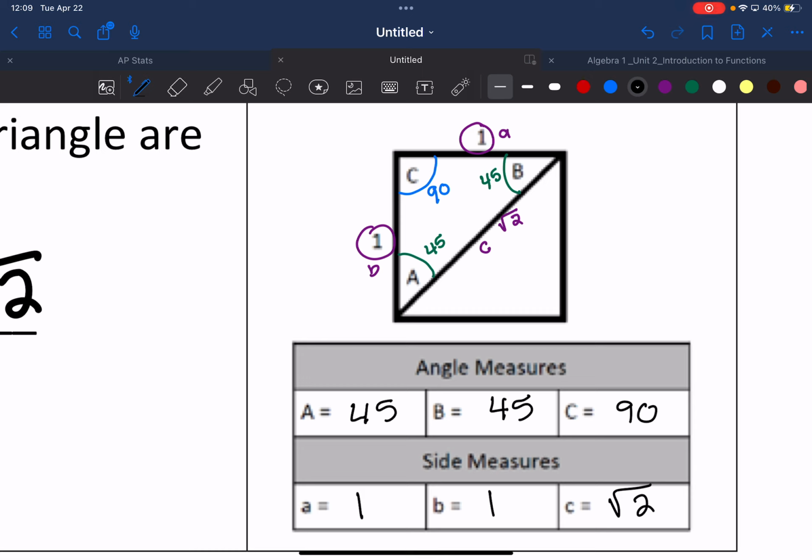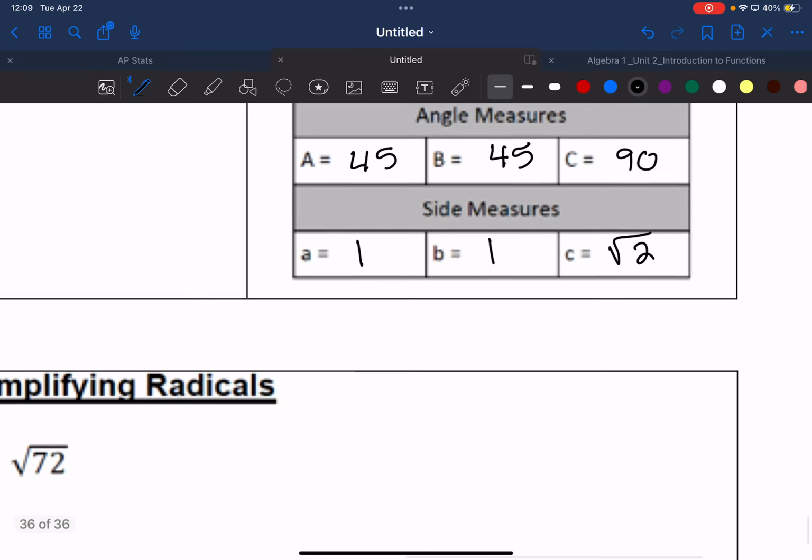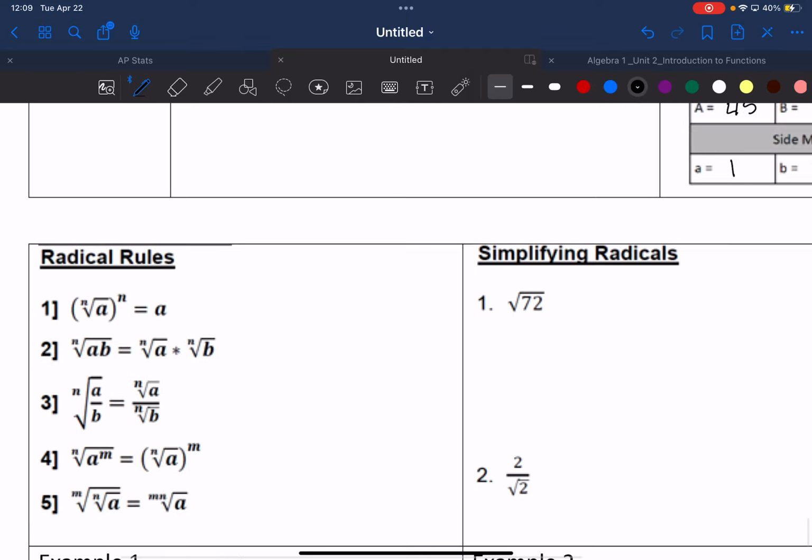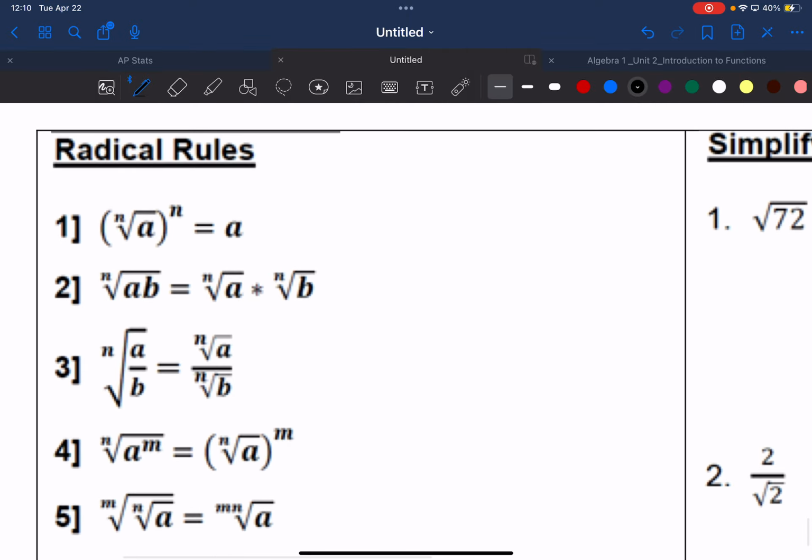Okay. So before we do some of those examples, we got to go back to Algebra 2, and we got to remember the rules of radicals. So this is what we did in, what was it, Unit 11 maybe? Was that radicals? Yeah, Unit 11. So we're going to go through these rules real quick.